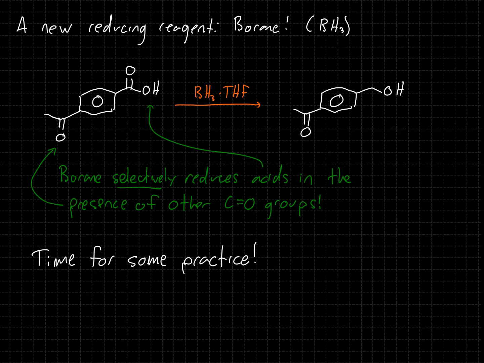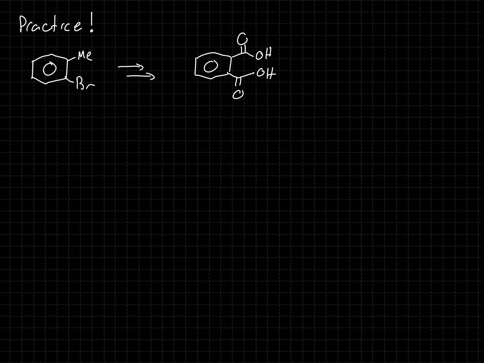So let's try this. Let's practice a little bit. First, let's take a look at a synthesis problem. This compound here is called phthalic acid. Phthalic acid and its derivatives are quite useful in a lot of plastics applications. So what I'd like you to do for me here is propose a synthesis of phthalic acid starting from orthobromotoluene. Pause the video, take a few minutes to work through this, and come back when you're done.